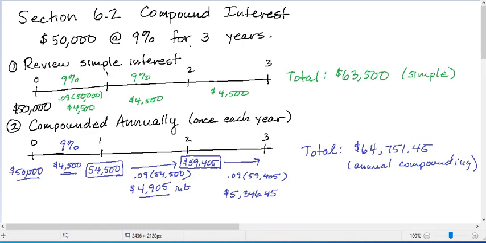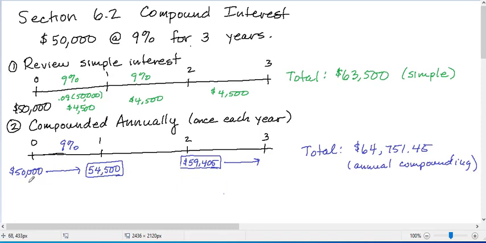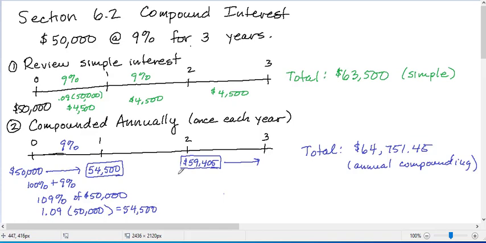I'm going to go back and do this again, but a little bit faster. After the end of the first year, I will have my original 100% of my $50,000, plus I'll have 9% interest. So I will have 109% of my original principal. I can do that in one calculation by multiplying by 1.09. So if you take $50,000, multiply it by 109%, you will get immediately to the $54,500 number.